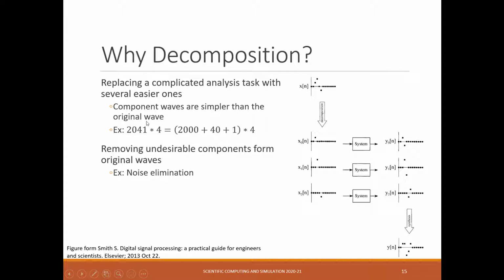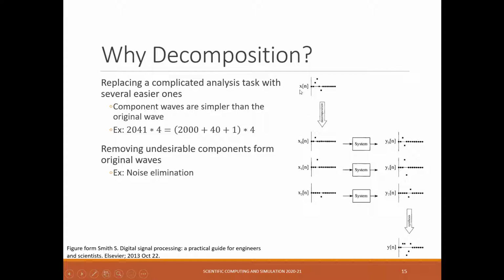As an example of how signal decomposition makes the analysis task easier, try to multiply the number 2041 by the number 4 in your head. Of course, the straightforward way is to decompose the number into 2000, 40, and 1. Then multiply each number by 4 and add the results. In the same way, signals can be processed.